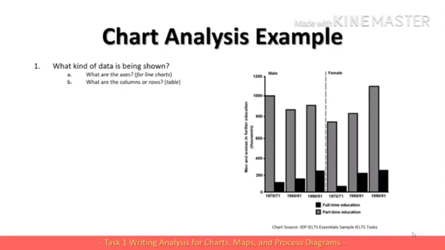In this chart analysis example, we have the chart on the right side. We don't have the question. We don't need the question. We're just going to look at the chart, and we're going to go through each of the questions on here. Number 1, what kind of data is being shown? And so this is a bar chart. We're going to look at the axes here. On the y-axis, which is on the left, the up and down line, we have men and women in further education and in the thousands.